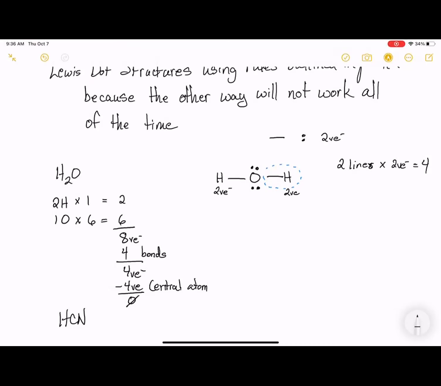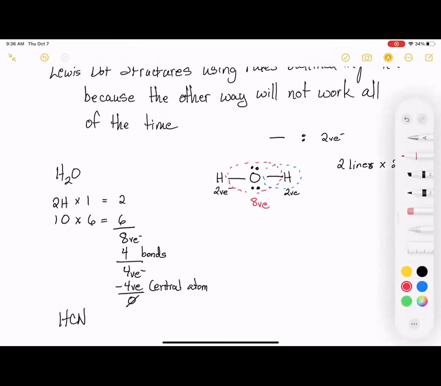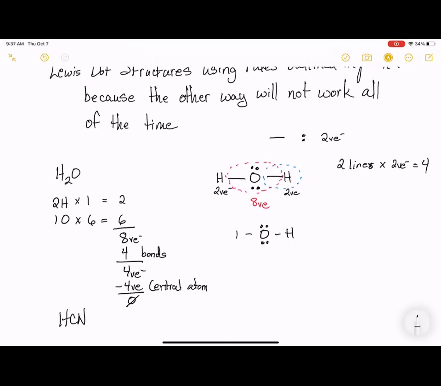Your hydrogens have their octet because they only need 2. Your oxygen has its octet because it has 8 valence electrons. So yes, every element has an octet. So in that particular case, that means we are done forming the Lewis dot structure for water.